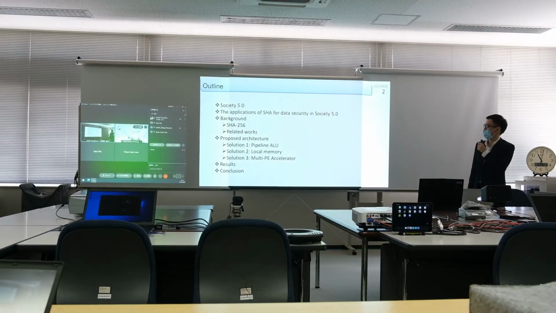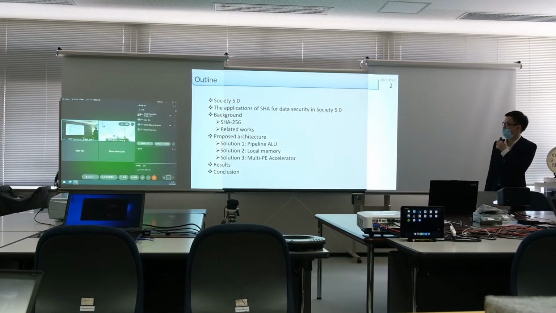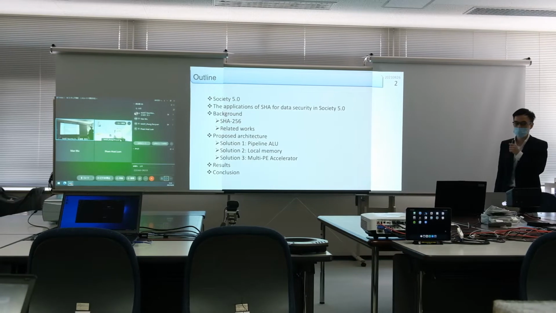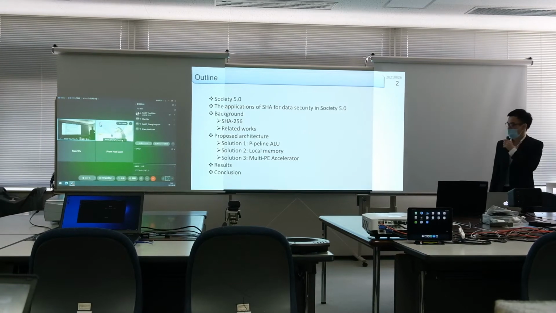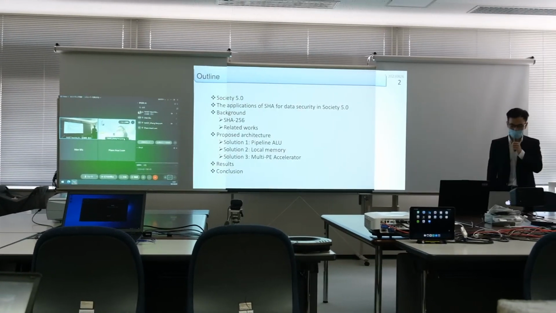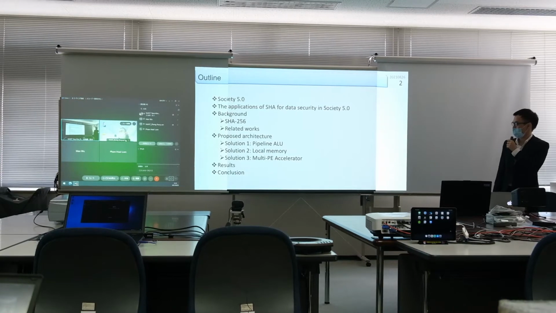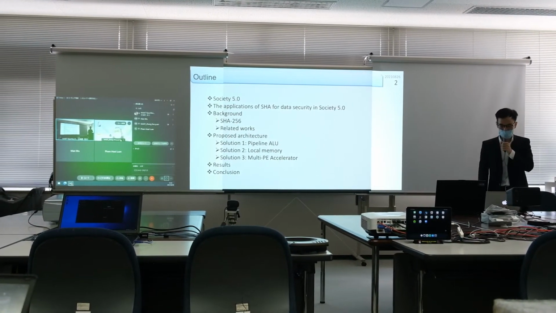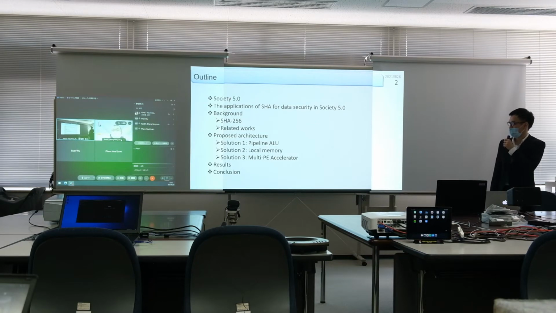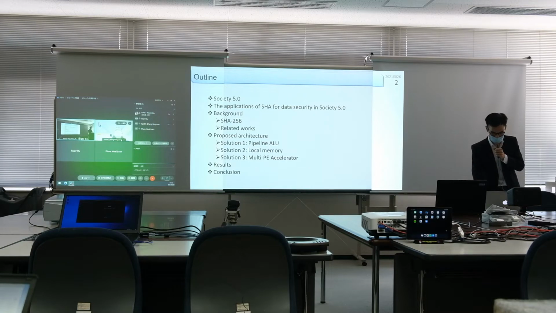Firstly, I will introduce Society 5.0 and some applications of SHA in Society 5.0. Next, I will give an overview of the background, including SHA-256 and the related work. The related work had some problems, so based on these problems, we proposed the architecture with 3 solutions. I will show the experimental results in the next part, and the final part is the conclusion.